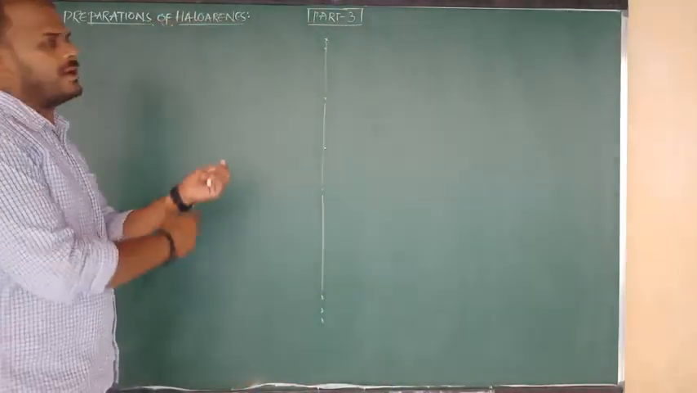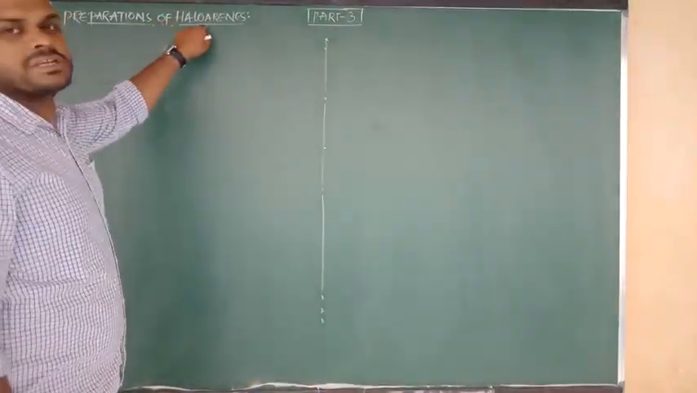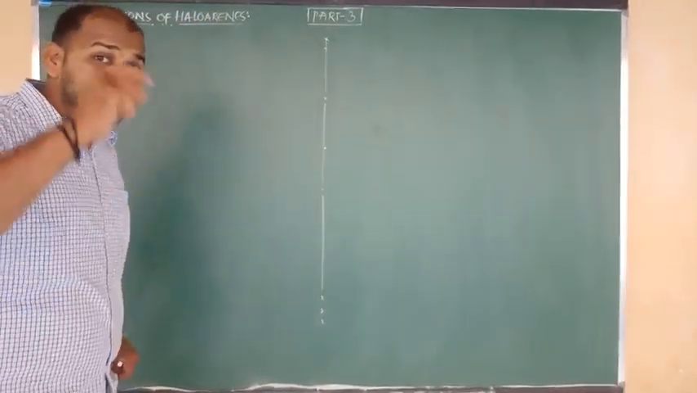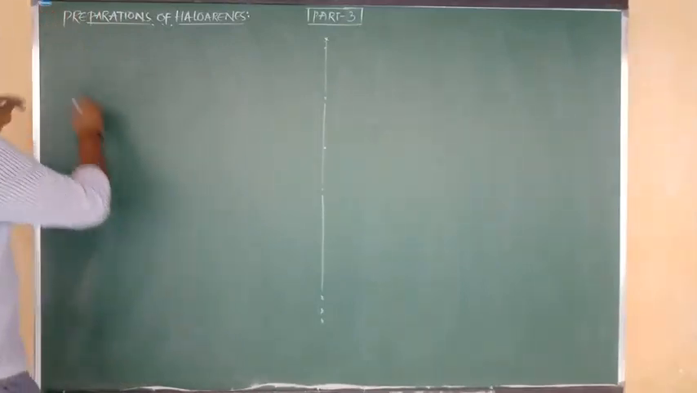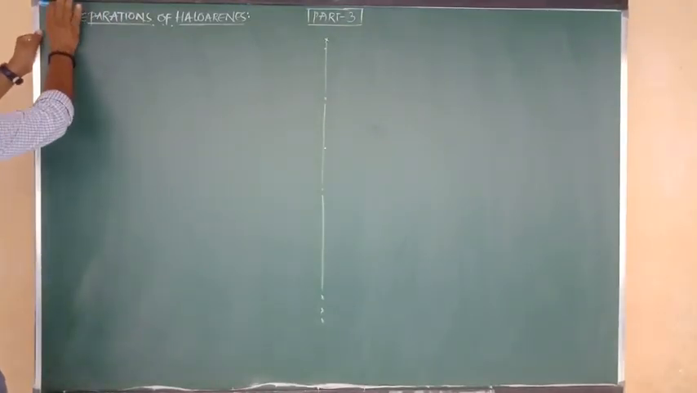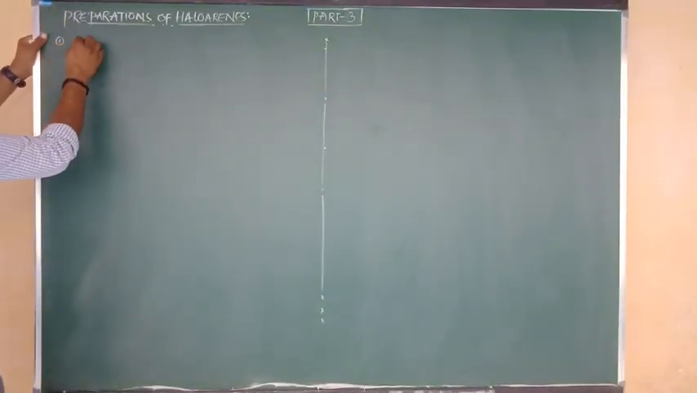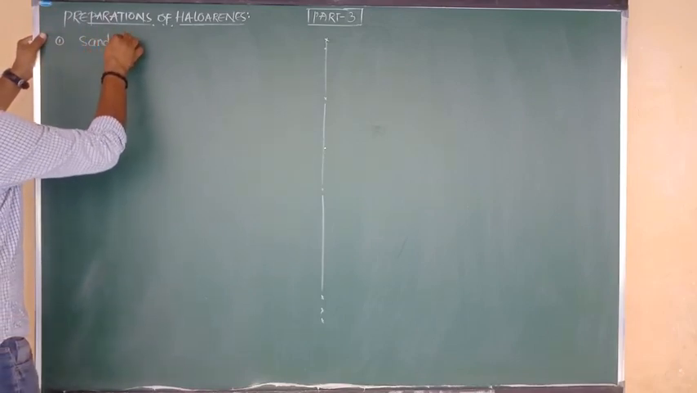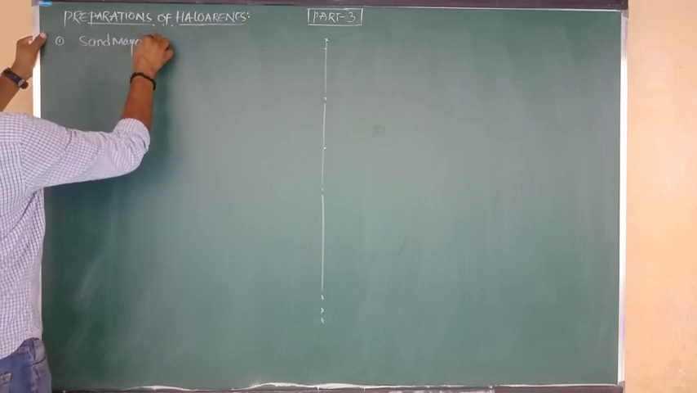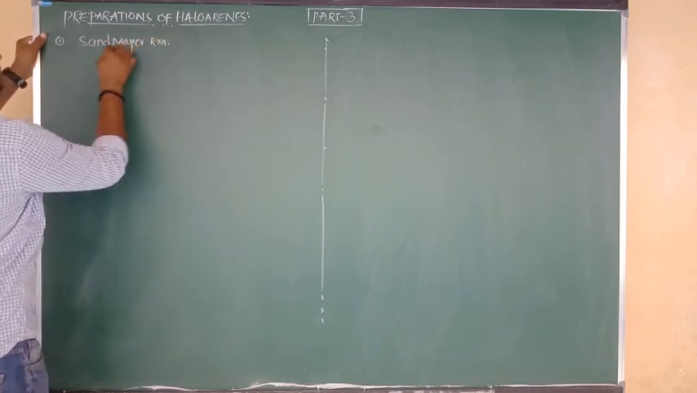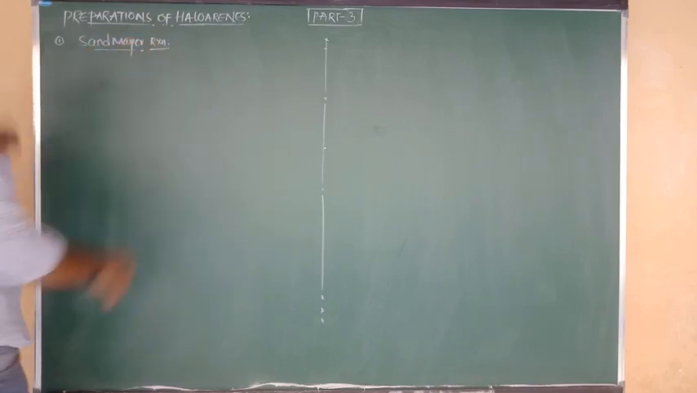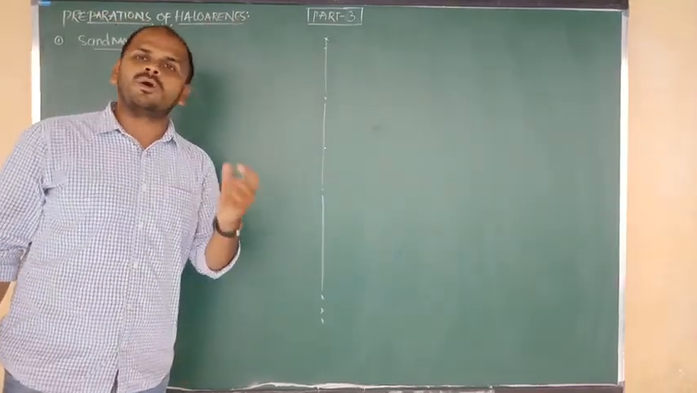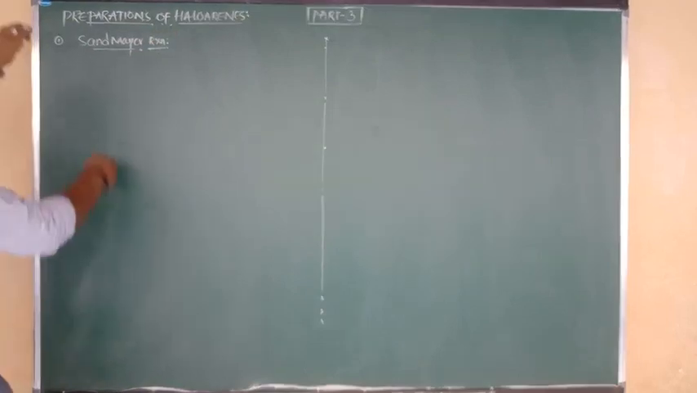Okay, now let us start with preparation number one for the preparation of haloarenes, or we can say aryl halides. Number one method, very important: for theory and for the objective point of view, that is the Sandmeyer reaction. By using the Sandmeyer reaction, how do we prepare haloarenes or aryl halides? Let us go for that.